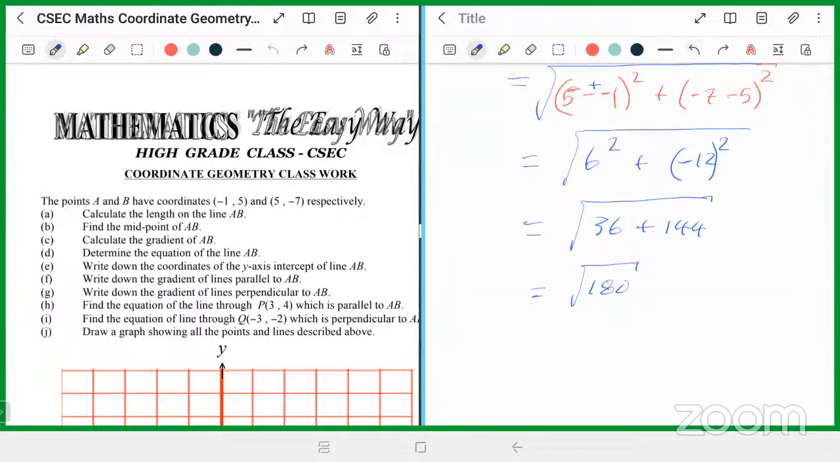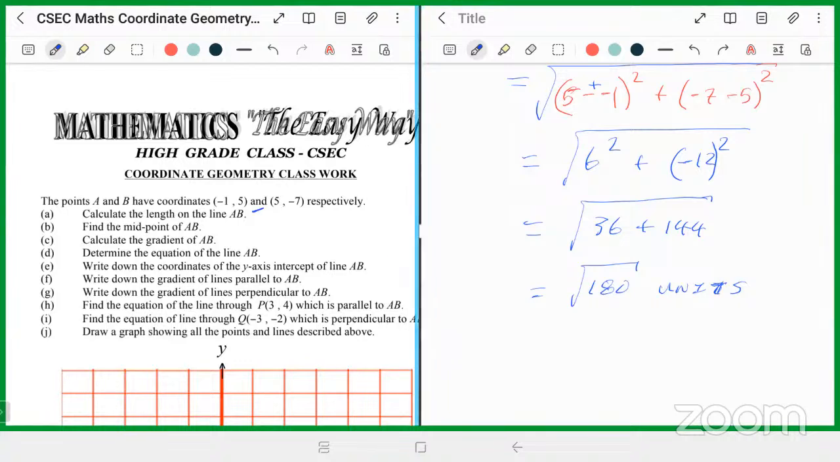But one key thing is that you have to put the word units, because the unit of measure in coordinate geometry is units. Length must have a unit of measure, whether it's centimeters, meters, inches, feet. In coordinate geometry, the unit of measure is just units, all right? And that is it. So that is the answer for the first part: the square root of 180 units. All right, so that finishes the first part for us.